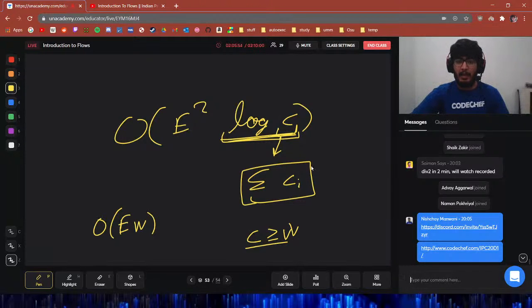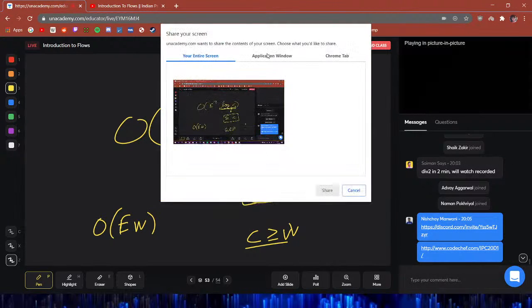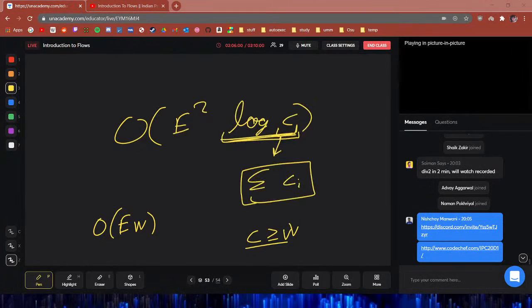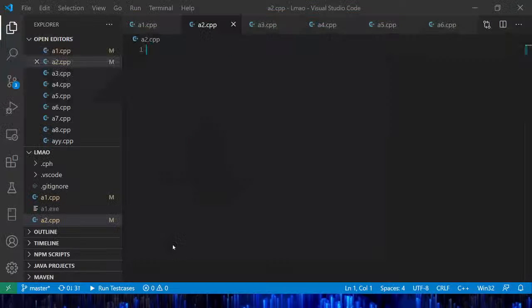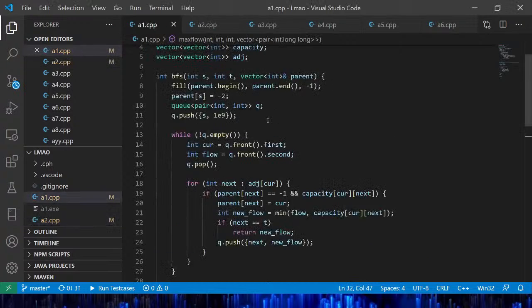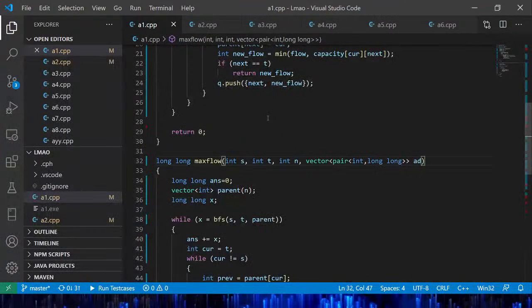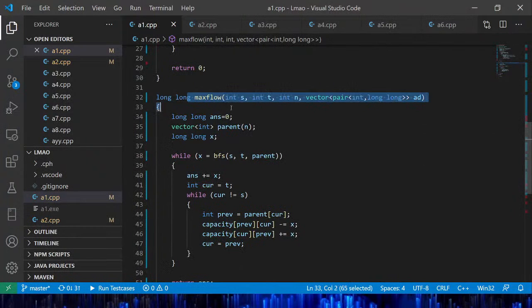Let me share my code editor, and let me share on YouTube as well, right? So this is the code for Edmonds-Karp, the one where we do BFS at each round. So this is the main function where we try to do max flow.